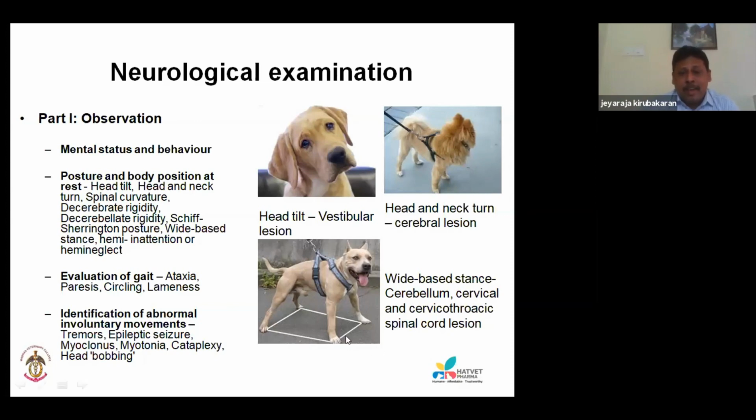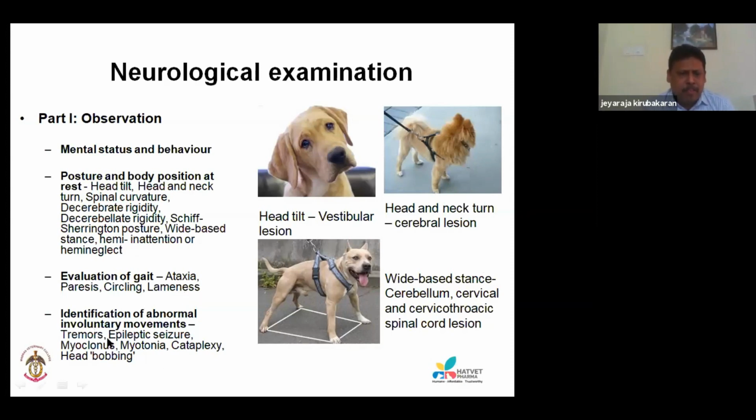Here is one, we call it a wide base stance, which is more common with cerebellar disease. Cervicothoracic spinal cord lesions, all these can cause wide base stance. Just for balance, it makes that way. Of course, the terminologies I've used like hemi-inattention, hemi-neglect, in coming slides I'll show you what it is. Then, of course, ataxia, all those things are there in coming slides.